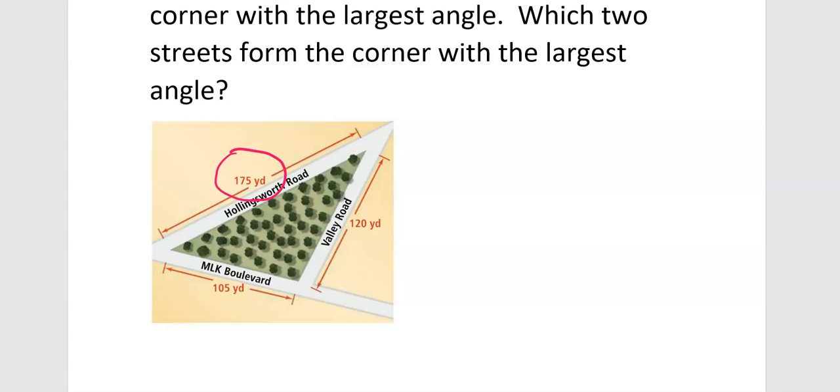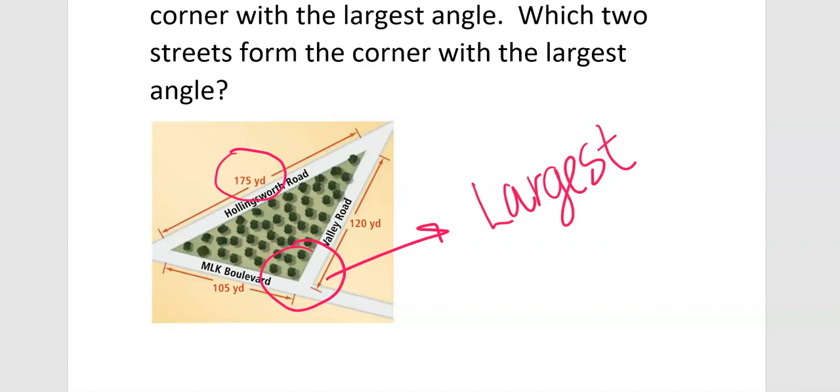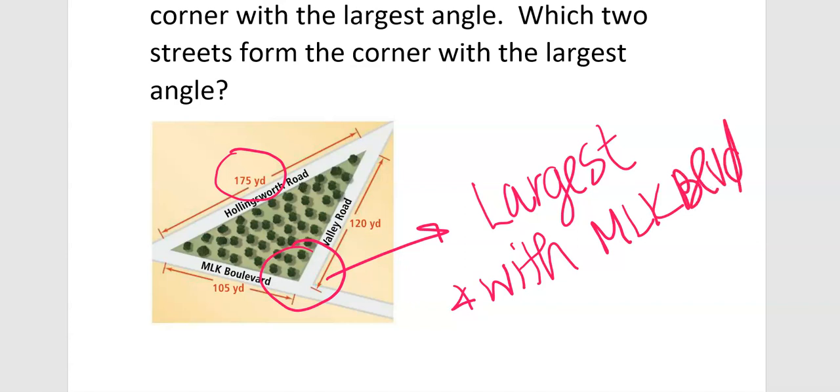So basically, you're going to choose the angle that it doesn't touch. So you can't choose this angle, you can't choose that one, you're going to go straight across. So this angle right here is the largest angle. The two streets that make that up would be MLK Boulevard and Valley Road.